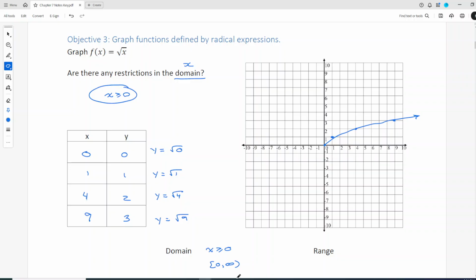Then when we look at the range, because my x was restricted, my y is restricted as well. The y values, because it starts at square root of 0, which is 0, my y values also start at 0. So my y values are greater than or equal to 0, or square bracket 0 to infinity round bracket. Okay, so we're going to keep this in mind. When you graph a y equals the square root of x graph, you're going to use the x values 0, 1, 4, 9. We're going to look to see if anything will change that. So let's graph the next one.